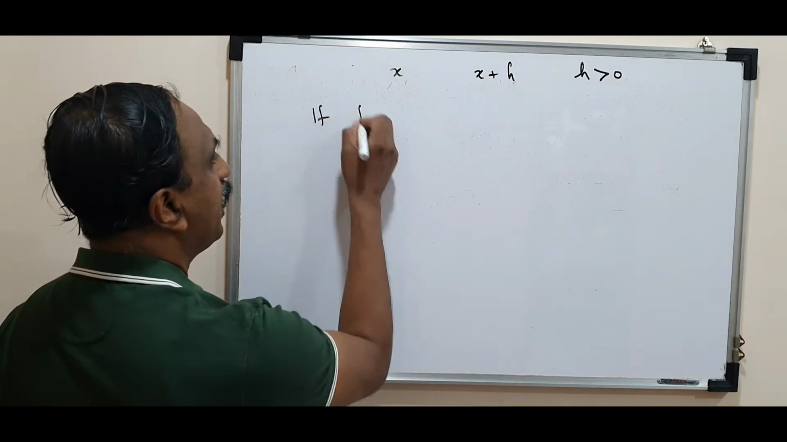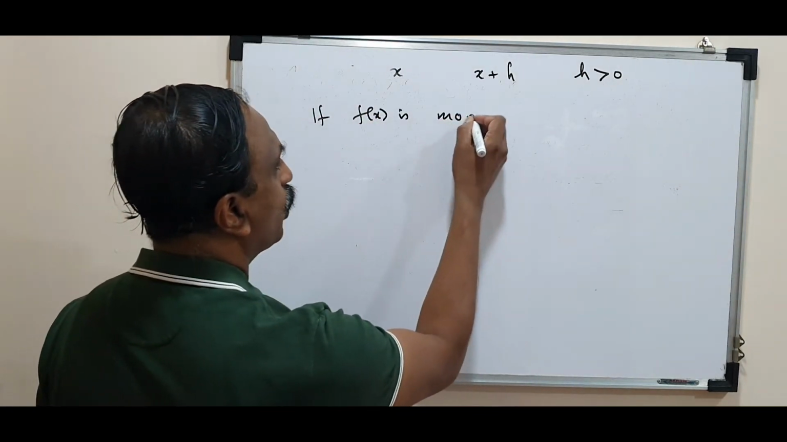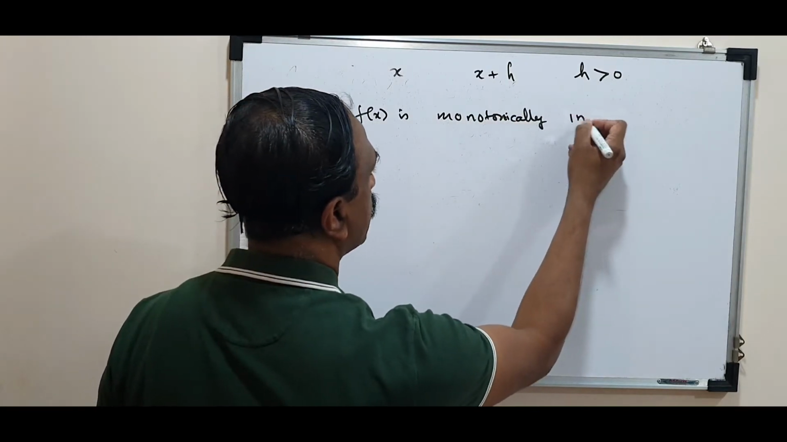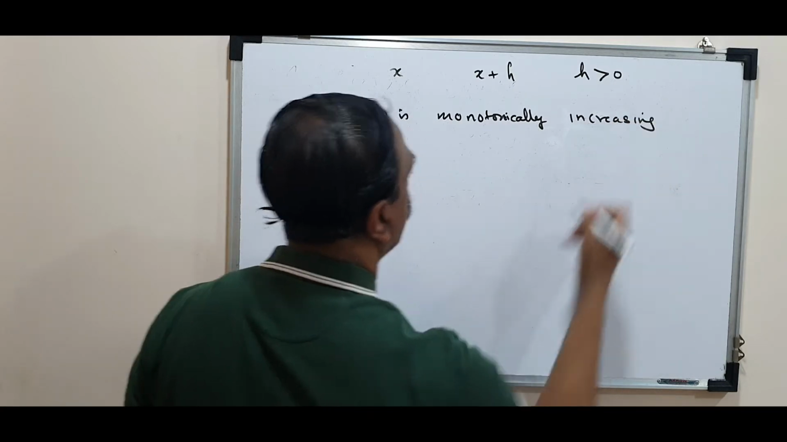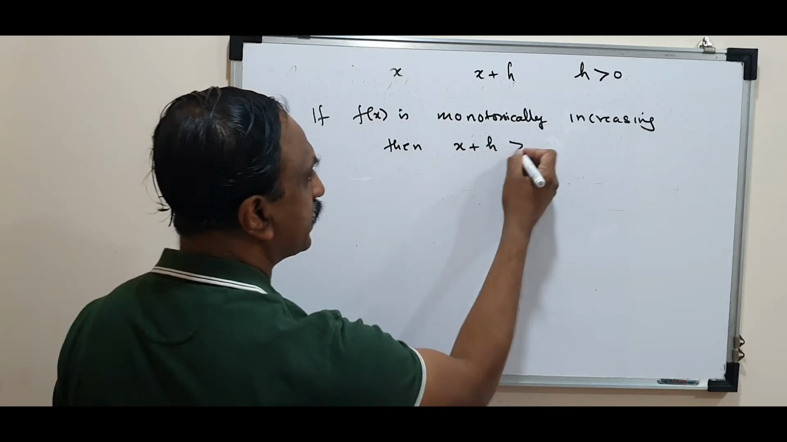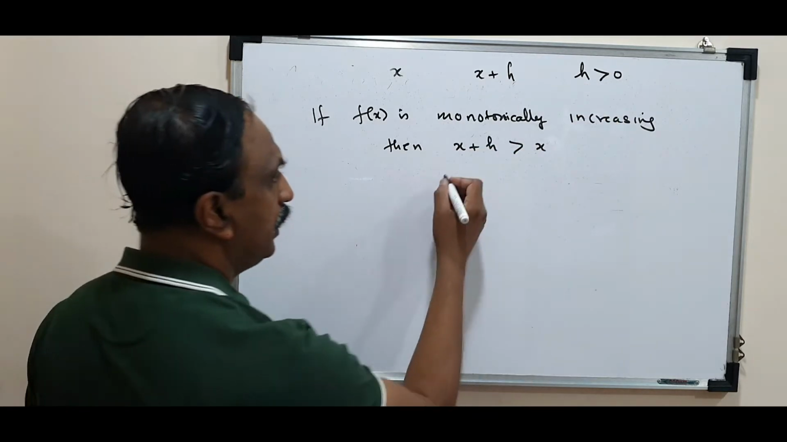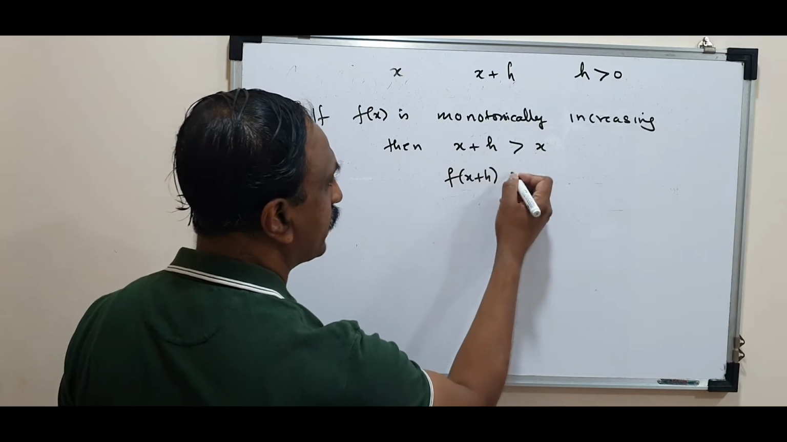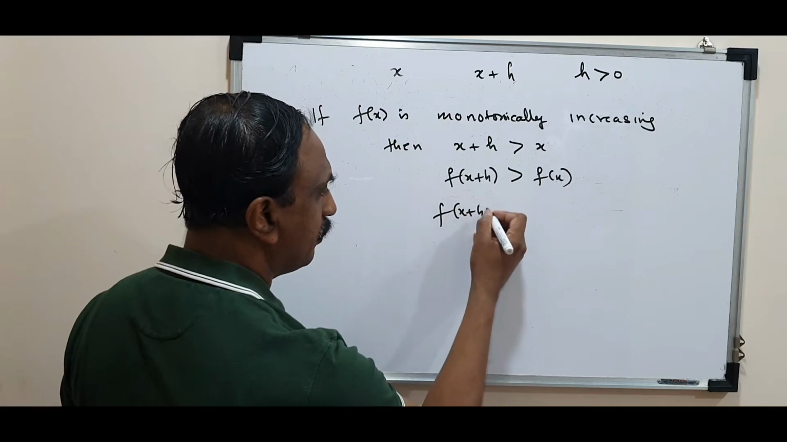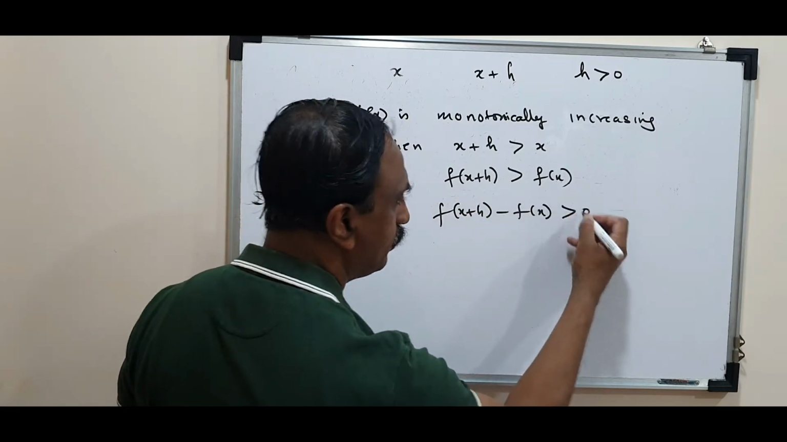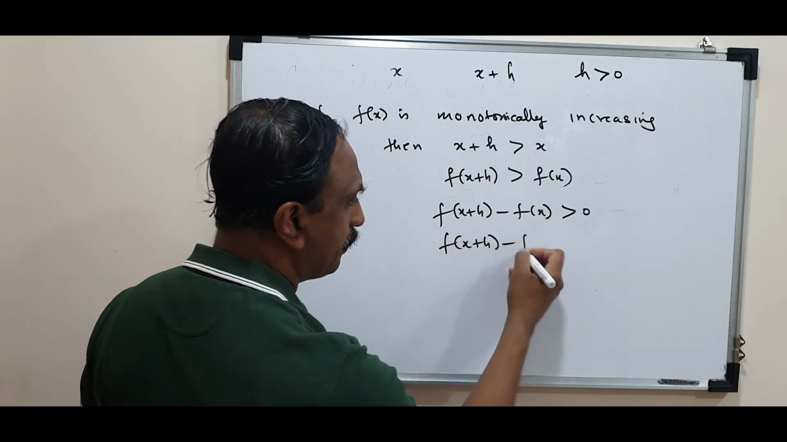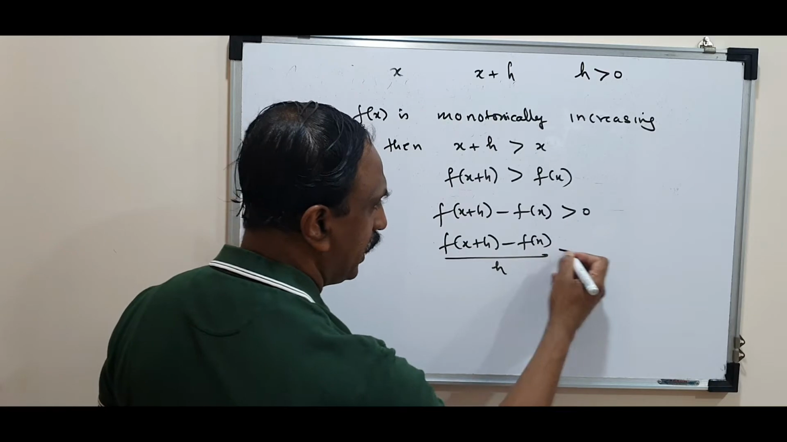So if f of x is monotonically increasing, then we have noticed that x plus h is greater than x because h is a positive number. So f of x plus h will be greater than f of x. So naturally f of x plus h minus f of x will be greater than 0. I divide both sides by a positive number, so f of x plus h minus f of x upon h is greater than 0.